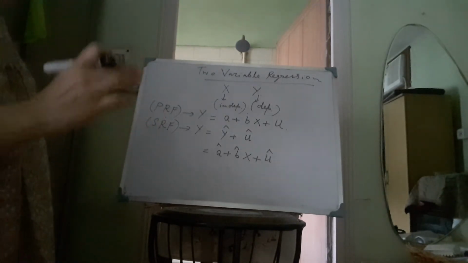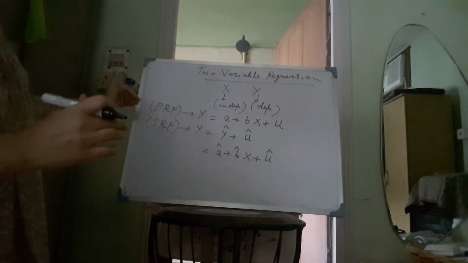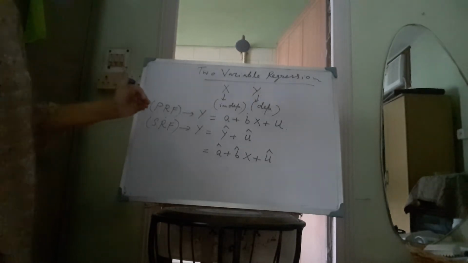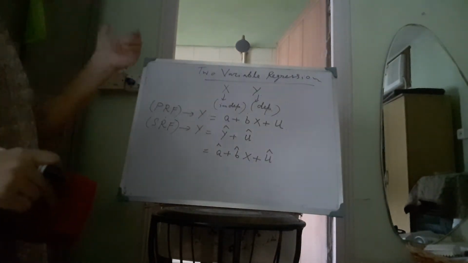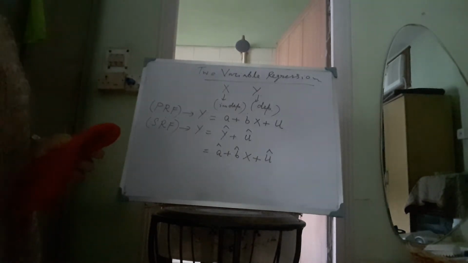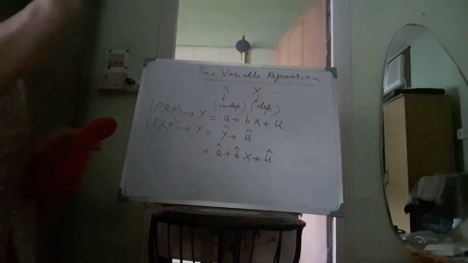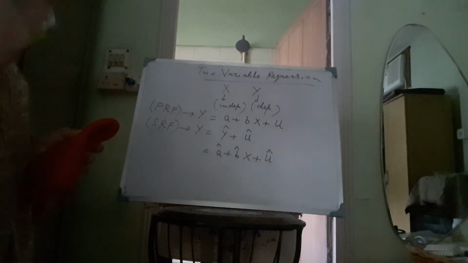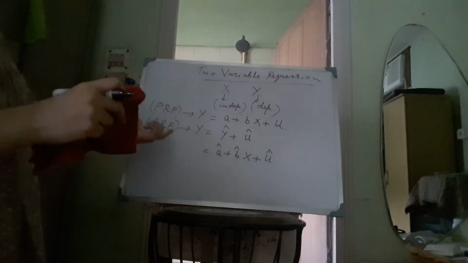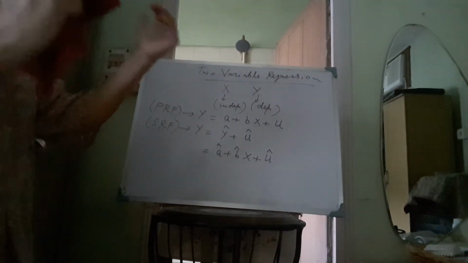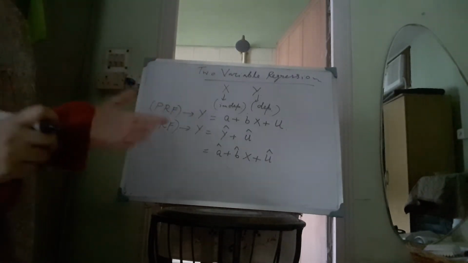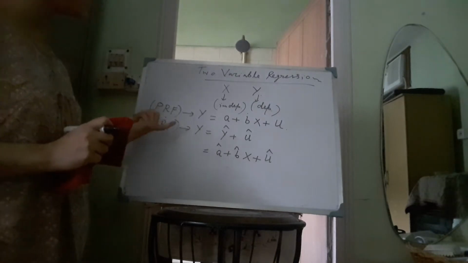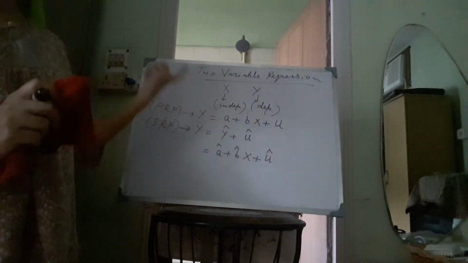PRF is our model, but we have to work with the SRF, not the PRF, because in real life we cannot get the entire population data. We can get a finite number of data, that is the sample data. So for that we have to do the sampling, and after doing the sampling we can get the sample data points, and with that sample data we have to do the prediction analysis, regression analysis. That is why this SRF is more important to us than the PRF.